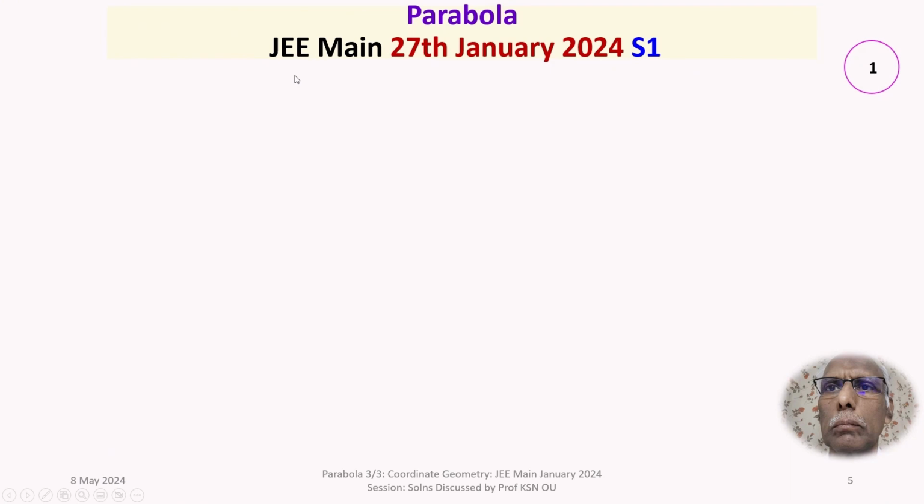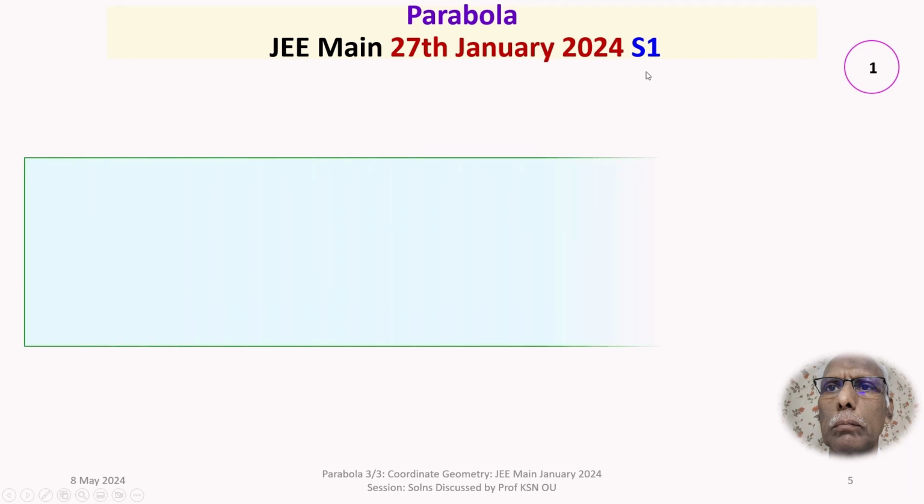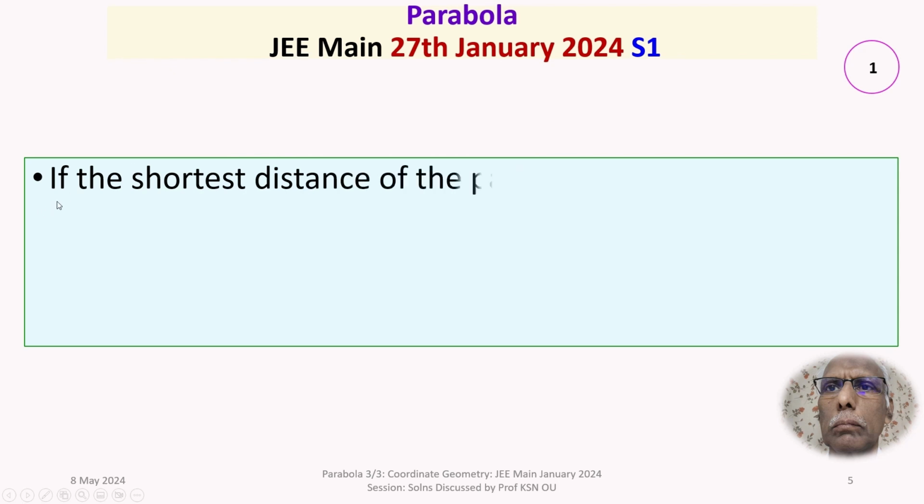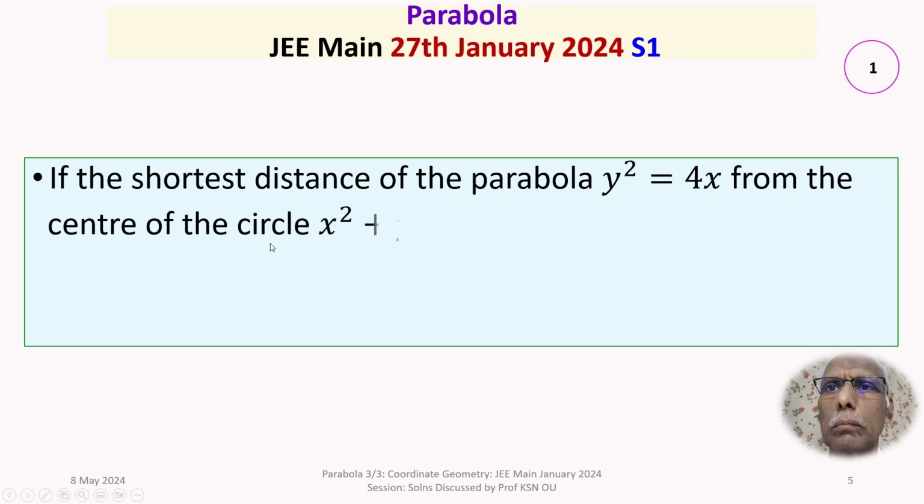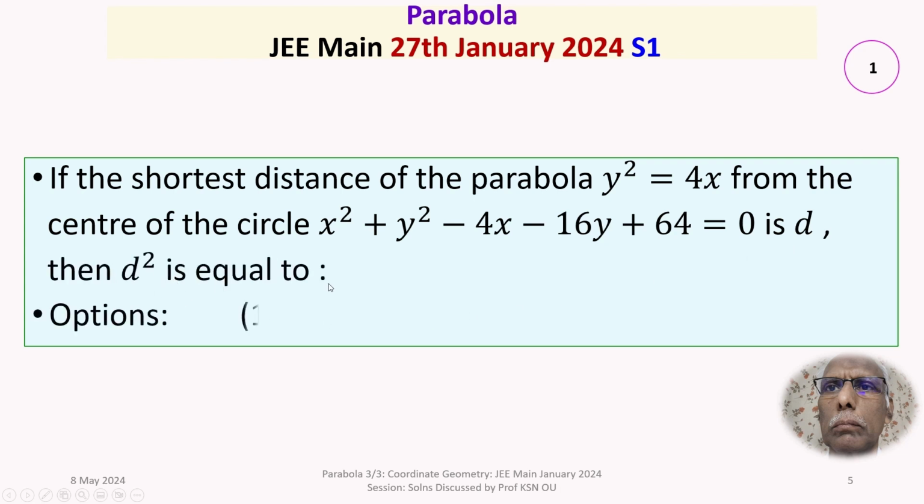This question has appeared in the JEE Main examination held on 27 January 2024 in the first shift. The given question is, if the shortest distance of the parabola y square is equal to 4x from the center of the circle x square plus y square minus 4x minus 16y plus 64 is equal to 0 is d, then d square is equal to, we are given four options.